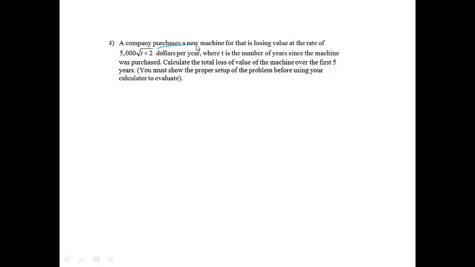Alright, I am at dollars per year right now, and if I want to calculate a total loss, I'm just looking for dollars, so I don't want the per year anymore. So to get from a rate back to just dollars, I know that I need to take the integral. It's going to be over the first 5 years, so from year 0 to year 5, and the function that I will be taking the integral of is 5,000 square root of t plus 2 dt.